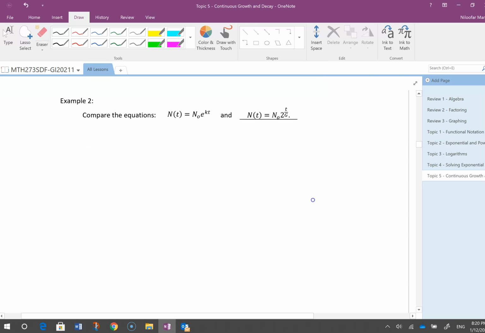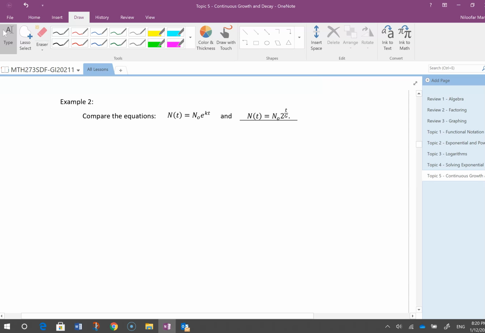Now compare these two formulas. What is n0 in both of them? n0 in both of them is the original population. k is the growth rate. g is the doubling period. k and g are both constant. n0 is constant. They don't change. The only things changing are t and N(t).